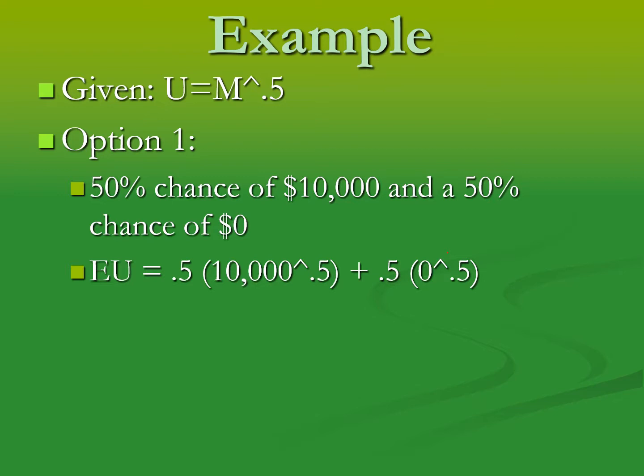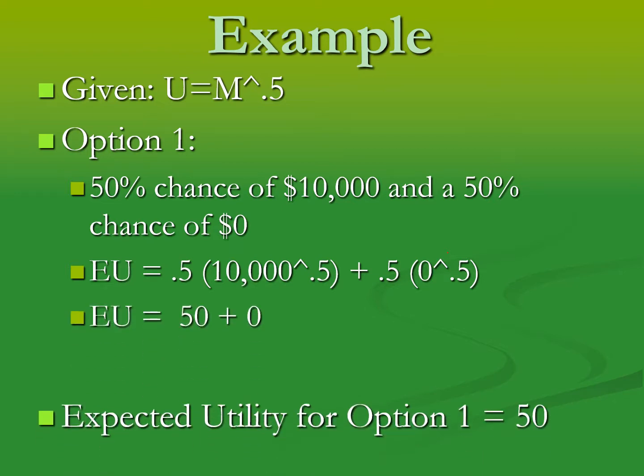Well, this one works out quite easily because we have a 0 figure over here. So this is all going to 0 out. All of our expected utility is going to come from the first part of our equation. And what we end up with is an expected utility of 50. So for option 1, we have an expected utility of 50. But now let's consider option 2.